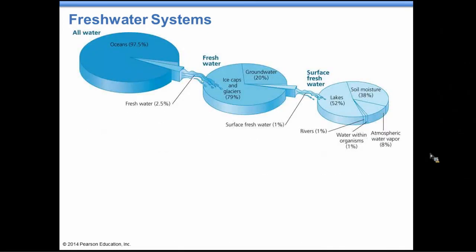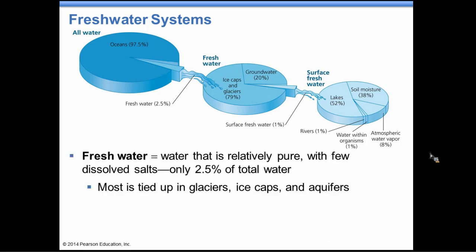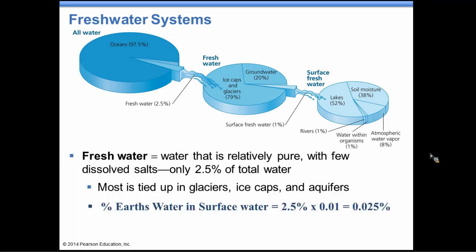Now here we have an infographic. Oceans are 97.5%, freshwater 2.5%. And then of that 2.5%, 79% of that water is tied up in our ice caps and glaciers. 20% is tied up in groundwater. 1% is surface freshwater, and then that's broken down again into lakes, water within organisms, and various other things. And this comes out to be about 0.02% of water in our Earth's water in the surface water, and even less in Earth's lakes.